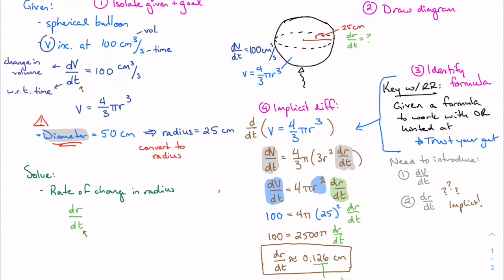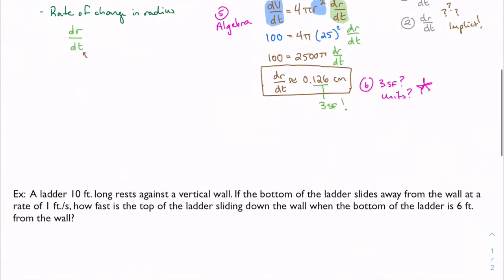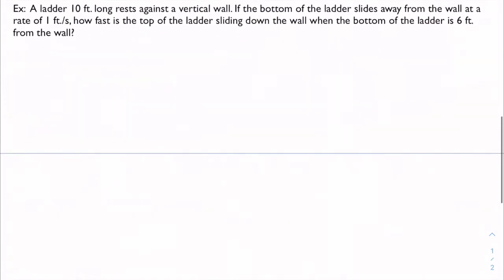From that point on, it's just using your good algebra skills to solve for the missing variable. Check your answer at the end. Do I have 3 sig figs if necessary? And do I have units at the end? Both very important things to consider. So let's try one more. Now that I maybe don't have to talk through so much, hopefully this will go a little bit faster.